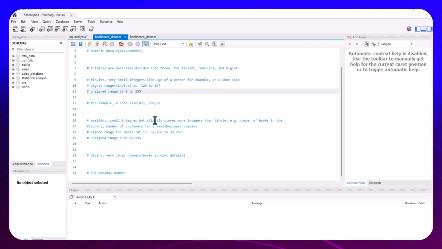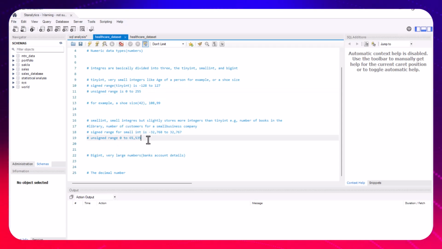So moving on, a small integer can store an integer from a range of negative 32,000 to positive 32,000. And if our data is an unsigned range, that means if we are storing only positive integers, then it can store within the range of 0 to 65,000. So most times we use a small integer, because what do you want to store that would exceed this range?